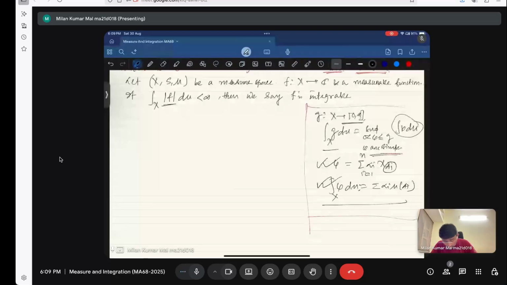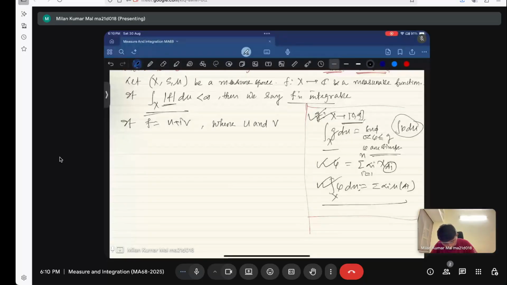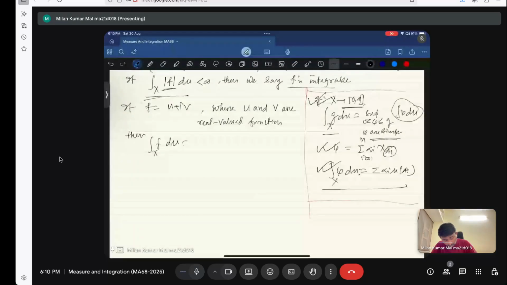And if f is equal to u plus iv, where u and v are real valued functions, then the integration of f d mu is equal to the integration of u d mu plus i times the integration of v d mu.